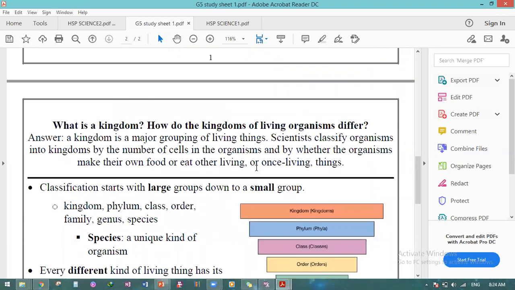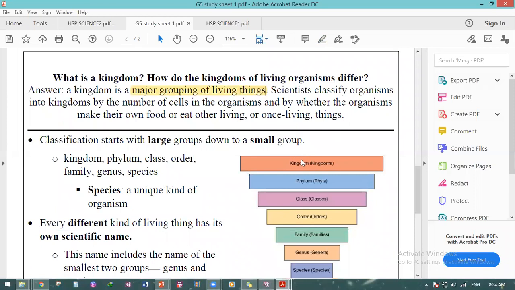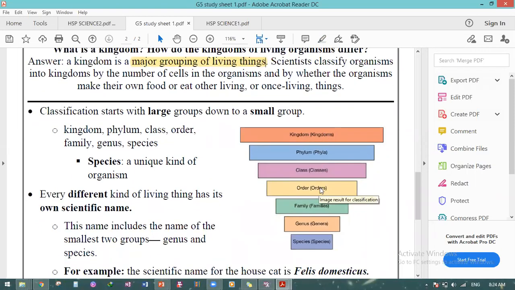So we learned about kingdom. What is a kingdom? It's the major grouping of living things. This is the largest group you guys are learning about. I mean, there is a larger group, okay? But let's just talk about kingdoms right now. So the scientists start their classification with the kingdom. You can see here, these are the 7 levels of classification.